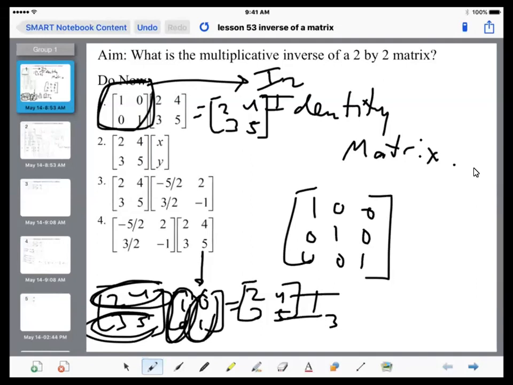Well, why don't we start with someone type into the chat, what are the dimensions? Can these even be multiplied together? And if so, what are the dimensions of the solution for question number 2?